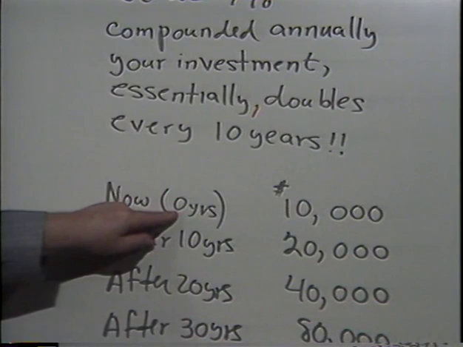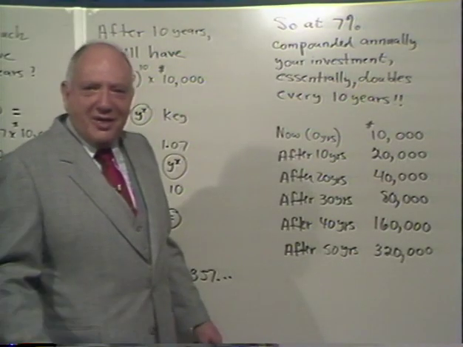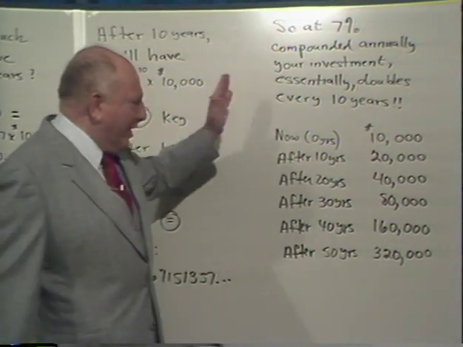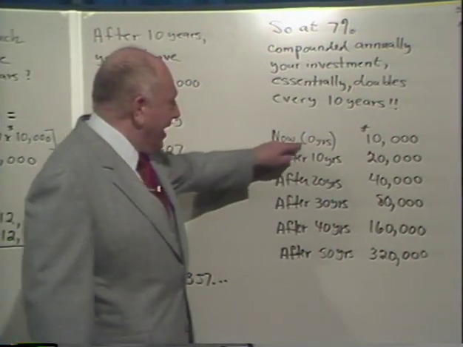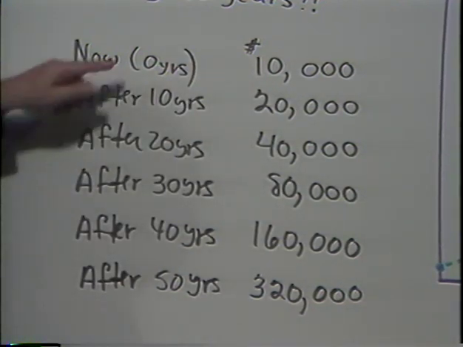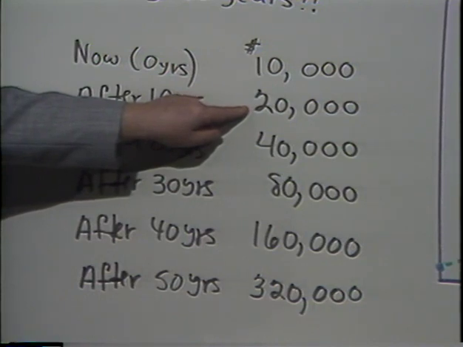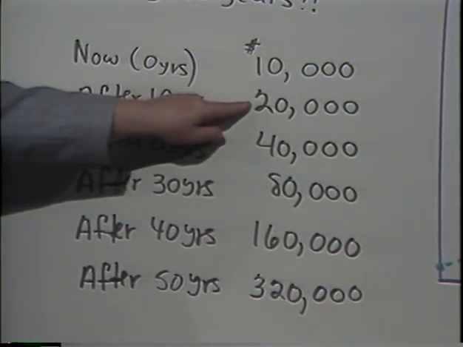You see, if I call today 0 years, what was last year? It was 1 below 0, 1 before 0. But we won't get into that. That's algebra. But for the sake of argument, right now, which we call 0 years, you have $10,000. 10 years later, that's doubled, hasn't it? So you have $20,000. Now, here's where the compound interest comes in.